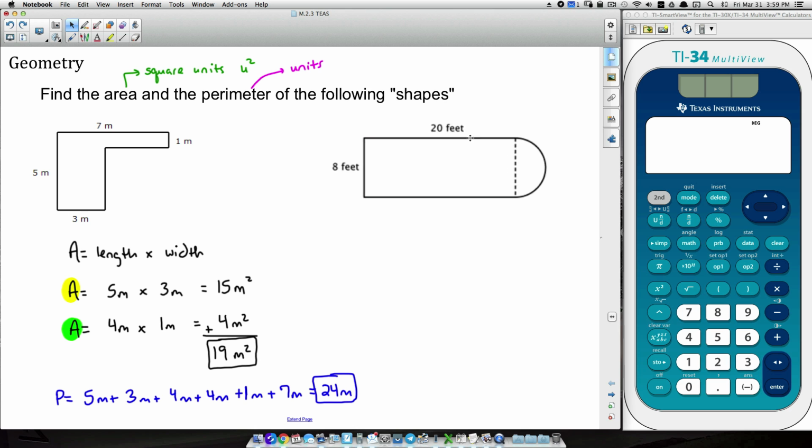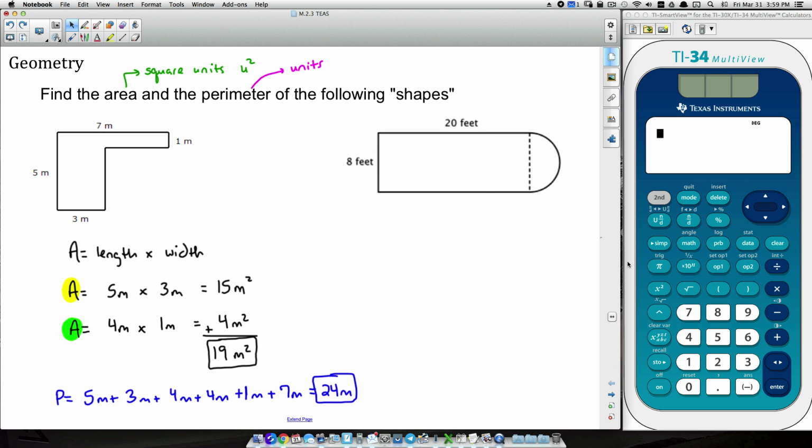Now the second problem here, what do we have going on in this problem? That's why I have a calculator over here, because we're going to round this off to find the perimeter of this thing. Now what we have here is a rectangle, and then we have this half circle, and we can make the assumption that this is a half circle because you have one pretty similar to this in your ATI TEAS study manual. But we're going to find the area and the perimeter of this thing. Let's start off with perimeter first this time.